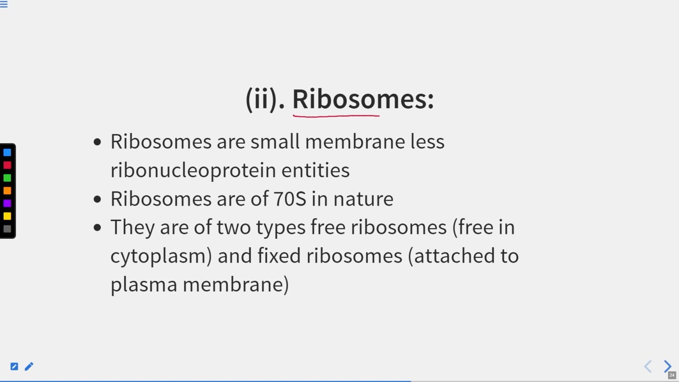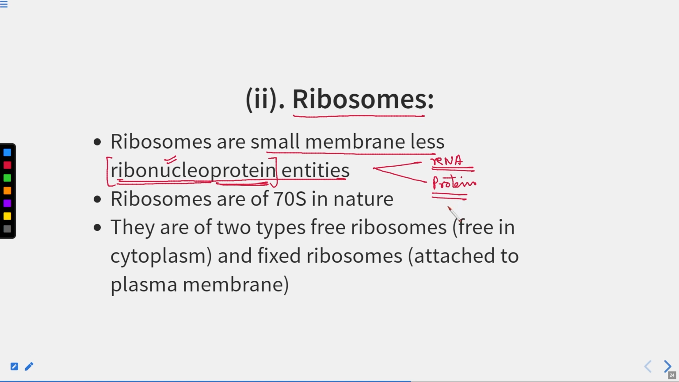Next are the ribosomes. Ribosomes are small, membrane-less ribonucleoprotein entities. Why are they called ribonucleoprotein entities? Because they have two parts: rRNA, simply RNA, and protein. Two parts are there, and that is why it is named ribonucleoprotein. Protein is there, and the ribonucleic structure, that is RNA, the nucleic structure, right?